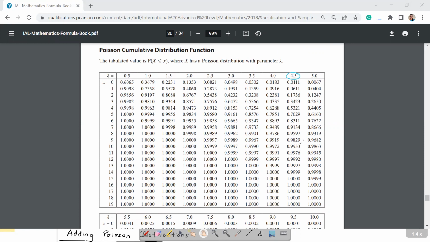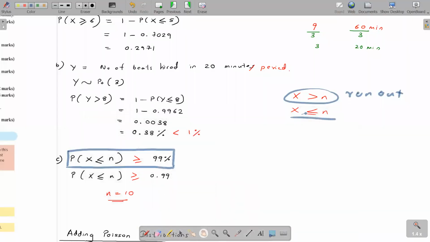The first one is this one, right? This is the first guy that exceeds 0.99. 0.9829 is small. 0.9933, this is the first n value that exceeds 0.99. So 10, 11, 12, all of these are exceeding. So what we need to do here is, you can see the first one is 10.